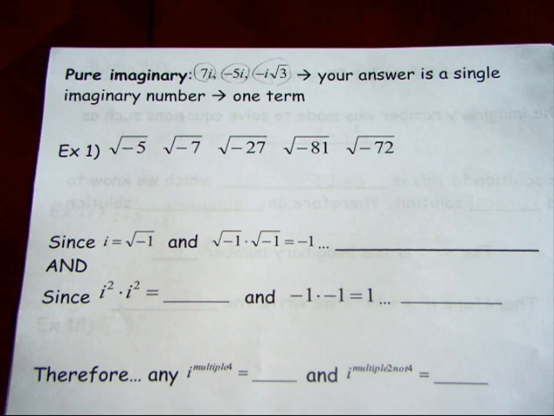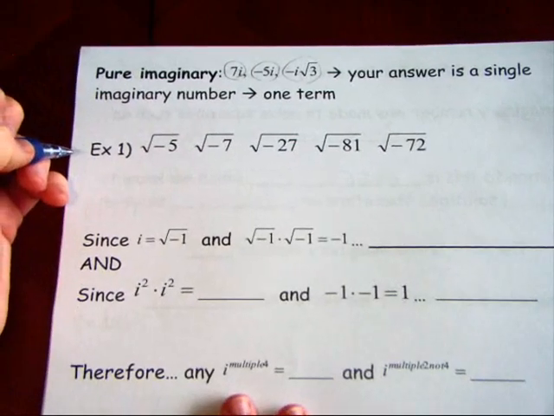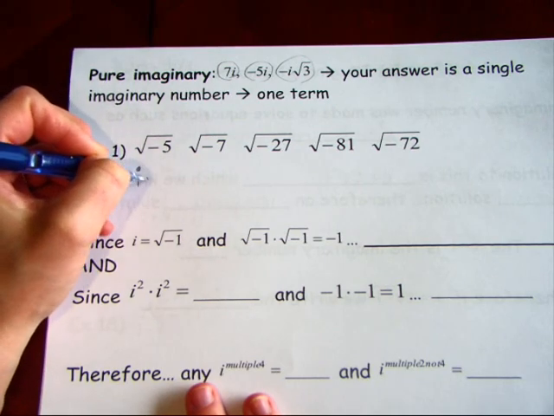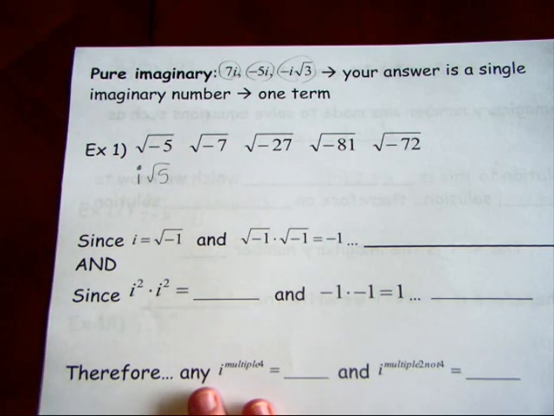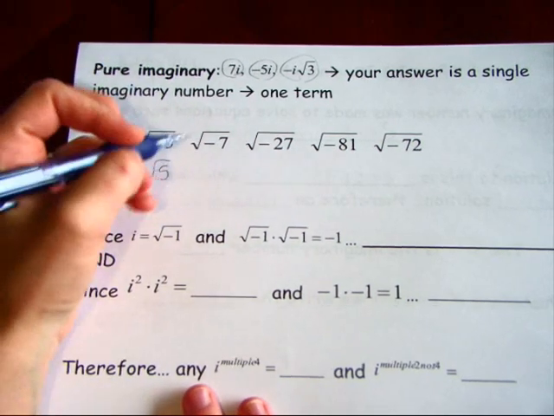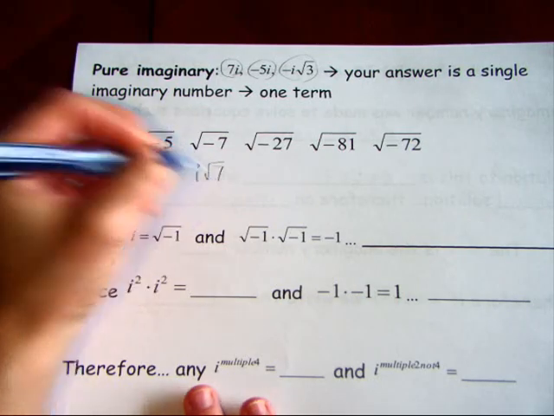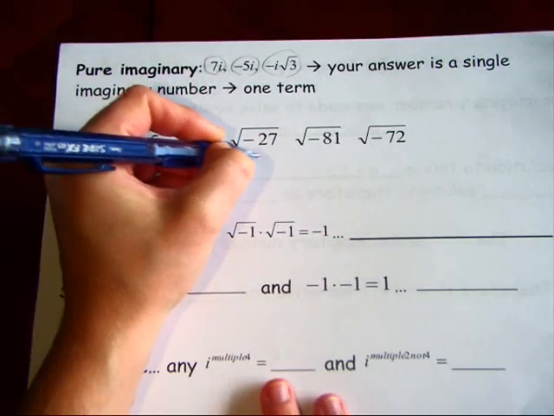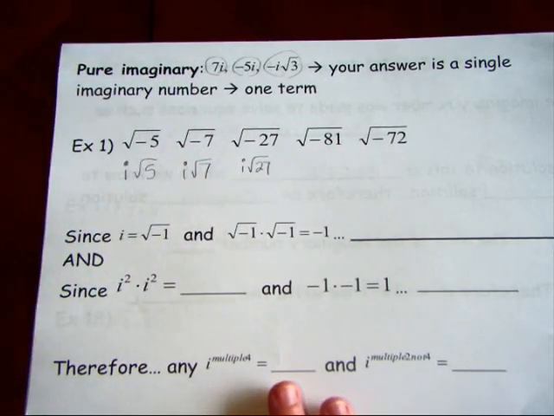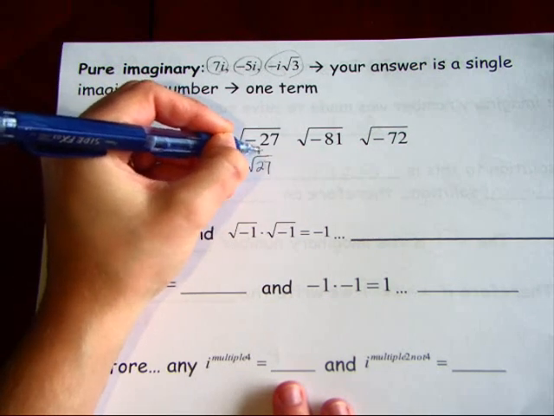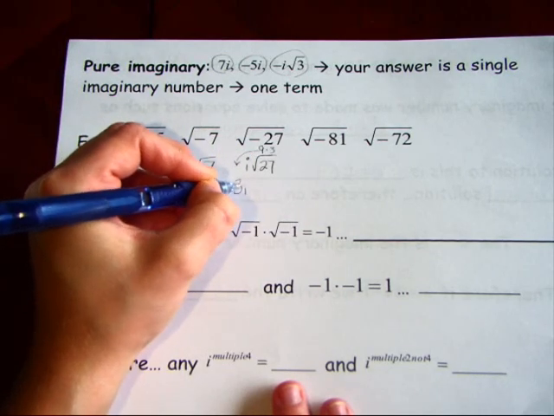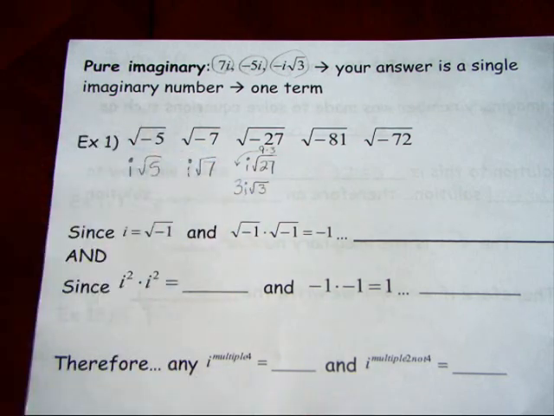Now let's go ahead and fix a couple of these as we move along. The square root of negative 5, you're just going to say it's the imaginary root of 5. The square root of negative 7, you're just going to say that's the imaginary root of 7. The square root of negative 27, you'll write that's the imaginary root of 27. But this one, you're going to go one step further, because you know 27 is made up of 9 and 3. And you're going to take the 9 out, and you're going to say that's 3i root 3. So you're simplifying your square root.